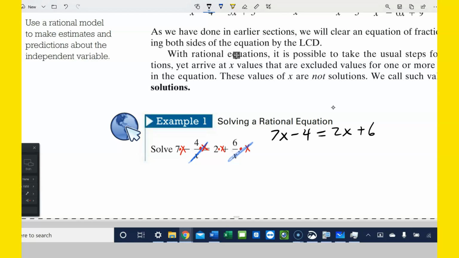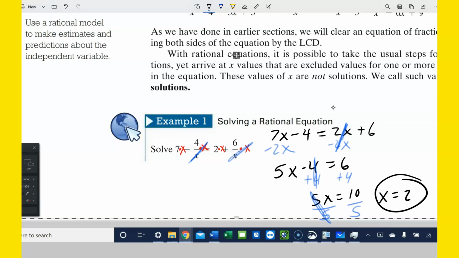So I'm going to move my 2x over here with my 7x. I'm going to subtract 2x from both sides. So that cancels that out. That gives me 5x minus 4 equals 6. Then I'm going to get the x by itself by adding 4 to both sides. So that gives me 5x equals 10. Then I'm going to get rid of the 5 by dividing both sides by 5. And that gives me x equals 2 as my answer.